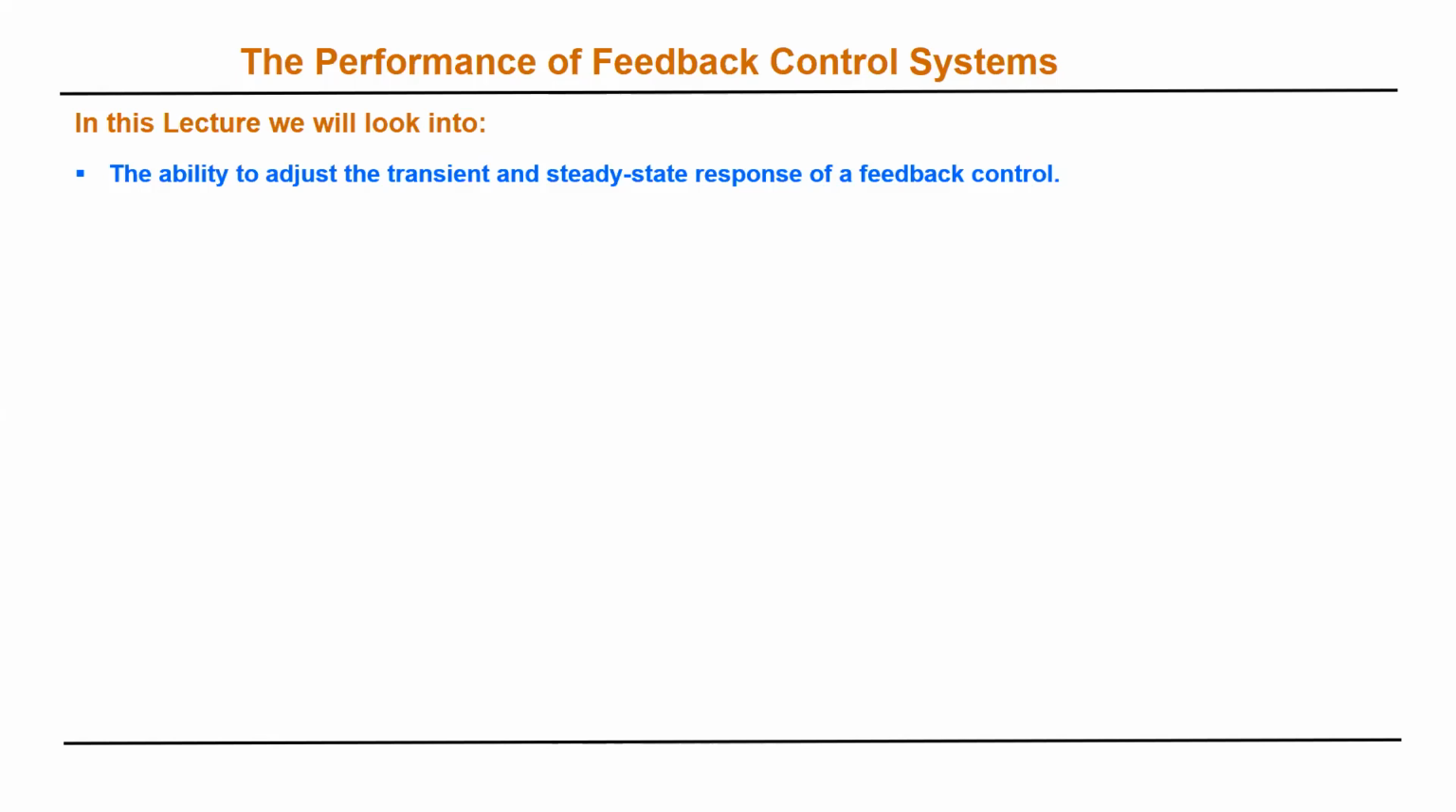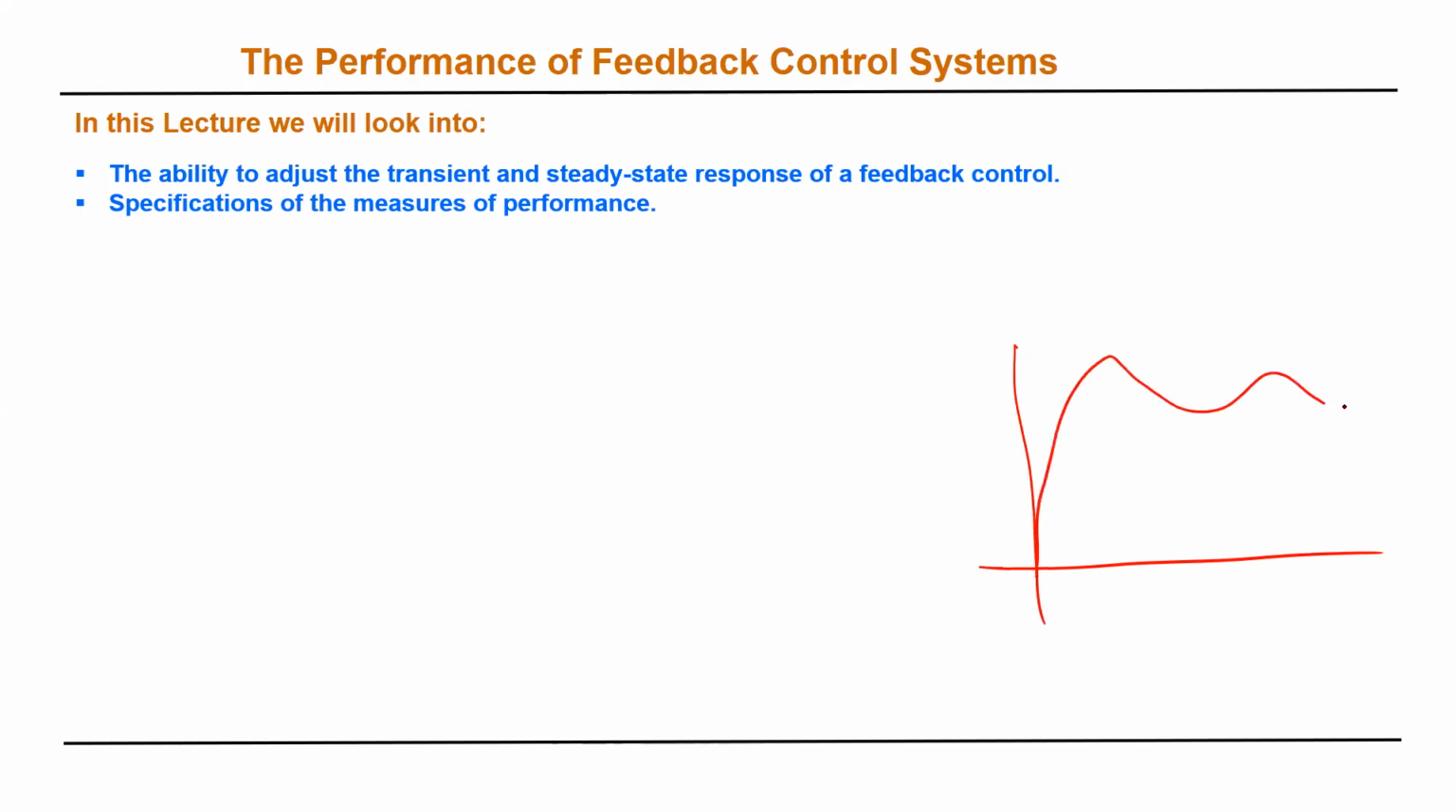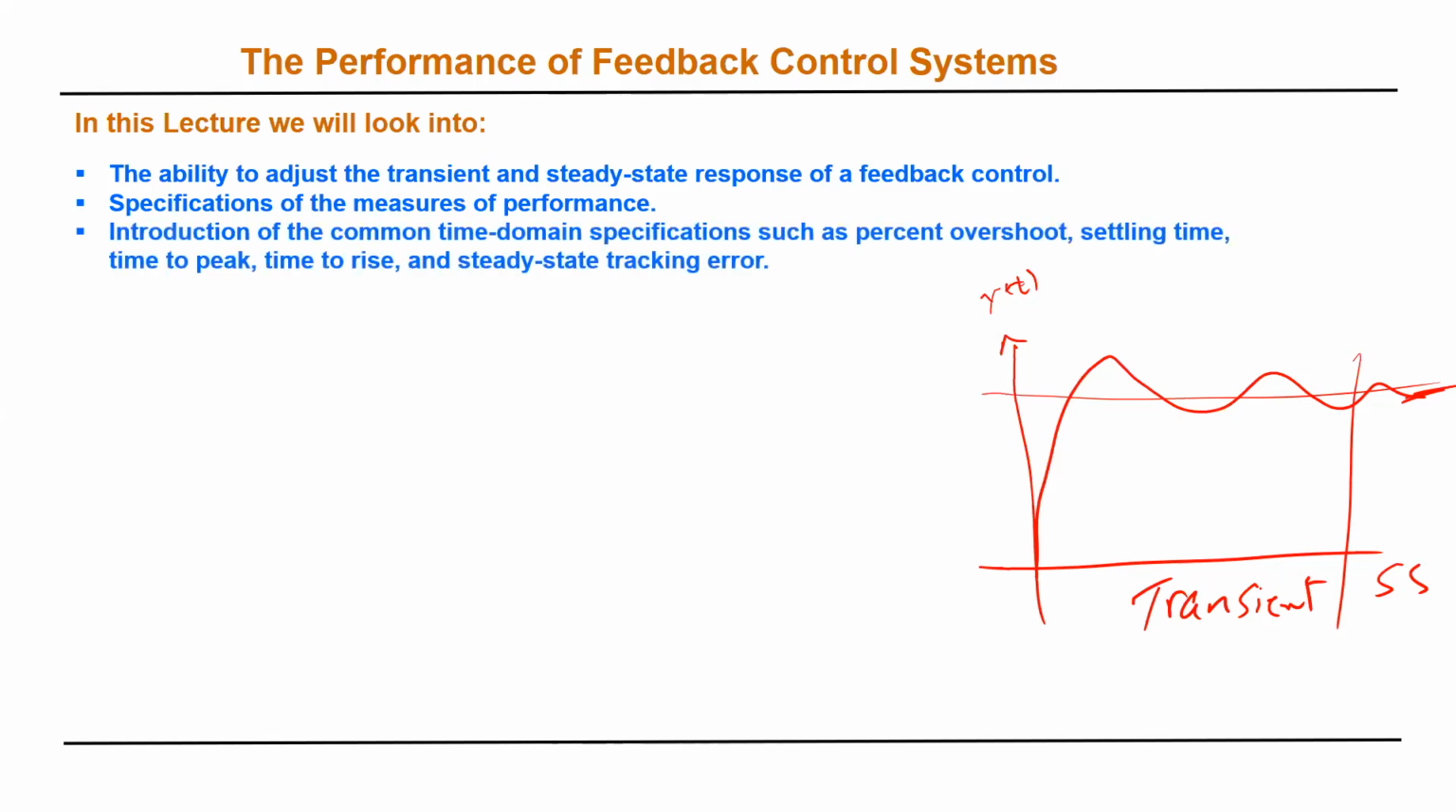Maybe my system, a typical response like this. Suppose I have a step input. My output, y of t, will overshoot and oscillate, then it will go to a certain value, the steady state. So I can consider this my transient. Okay, this is transient, and this is steady state. So the transient is before you reach the steady state.